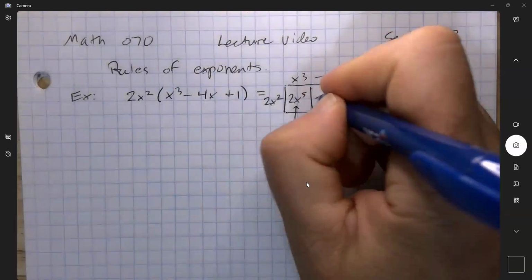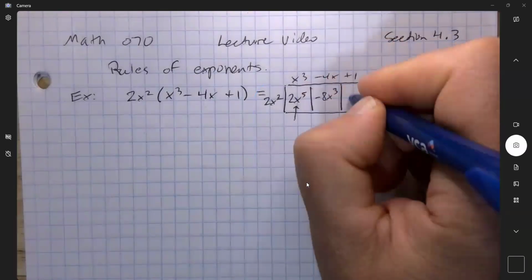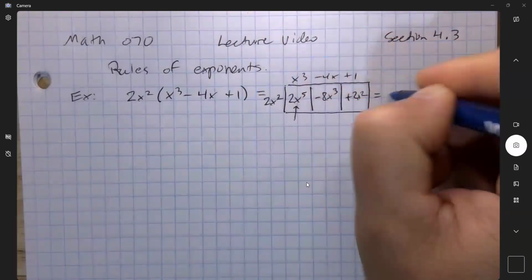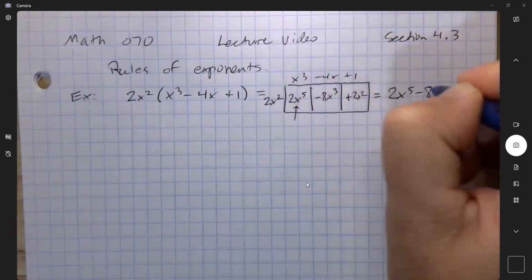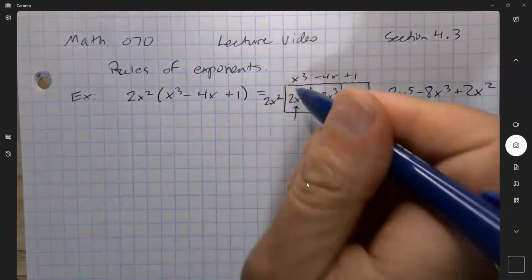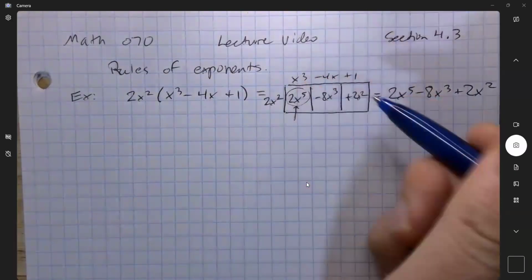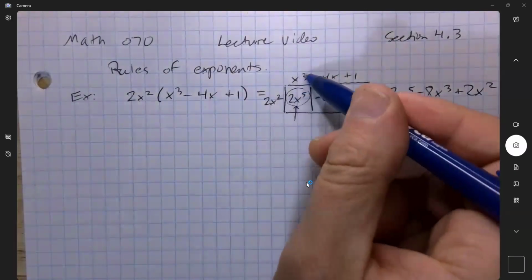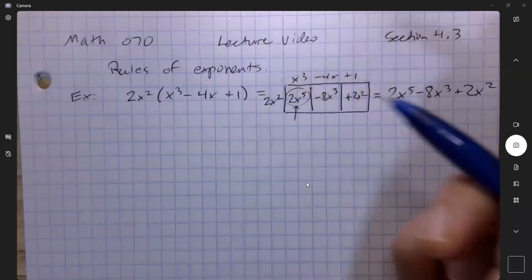Just to finish this example, minus 8x cubed plus 2x squared, which gives me 2x to the fifth minus 8x cubed plus 2x squared. But we're focusing on why we get this answer when we multiply x cubed times x squared times 2.